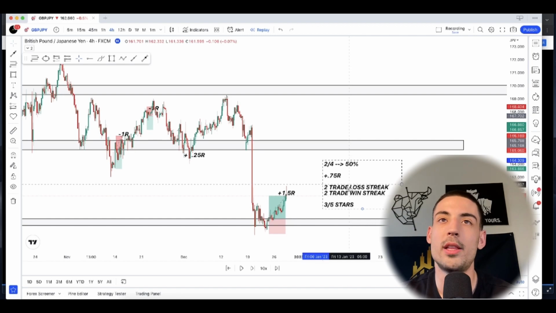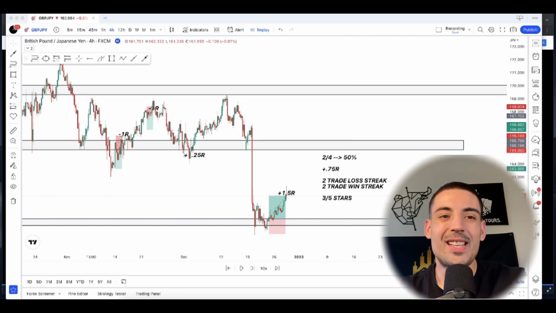And then last but not least, rating the performance of the market. So that is how you effectively backtest your trading system.